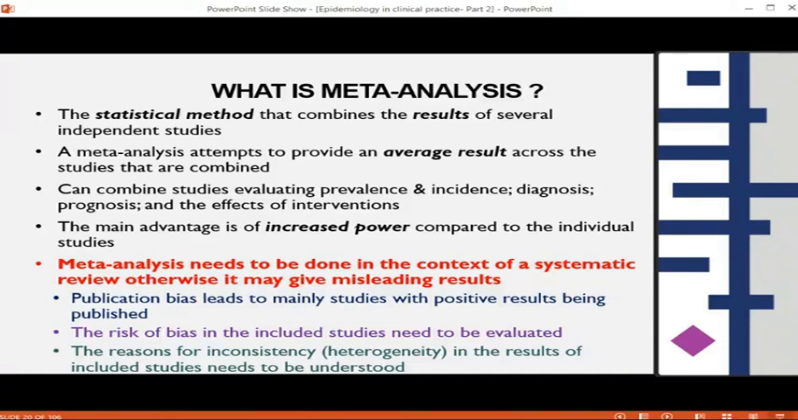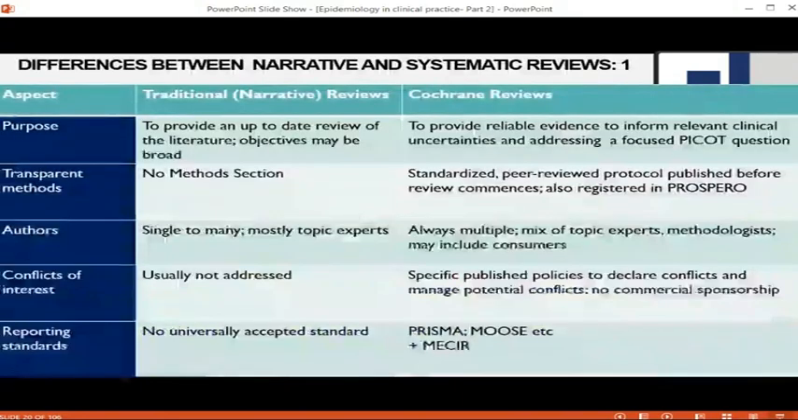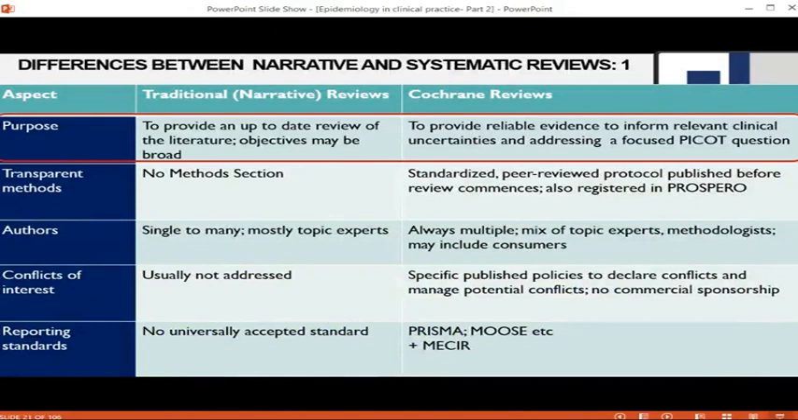That's what meta-analysis ideally should be. So many of you have obviously read review articles. Now there's a big difference between a review article that you read and a systematic review, particularly a Cochrane review. And the main thing is that a review article is written to provide an up-to-date, state of the art of what's going on. And it may have very broad objectives.